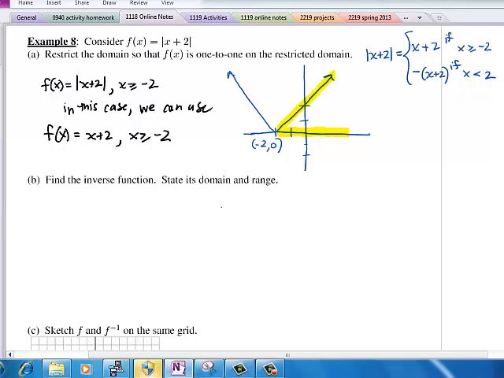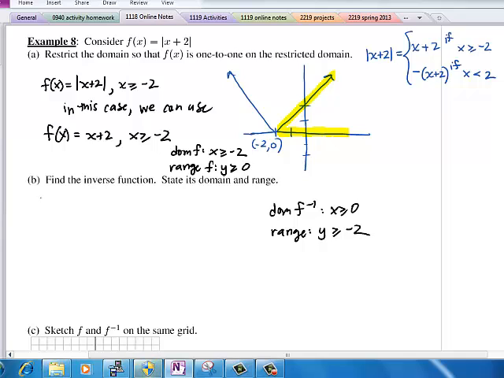So find the inverse function. First, let's say the domain of f is x greater than or equal to negative 2, as we stated. The range of f, we can see from the graph, is y greater than or equal to 0. So for the inverse, we want the domain to be x greater than or equal to 0, and the range to be y greater than or equal to negative 2.